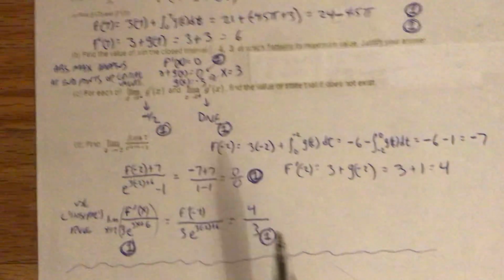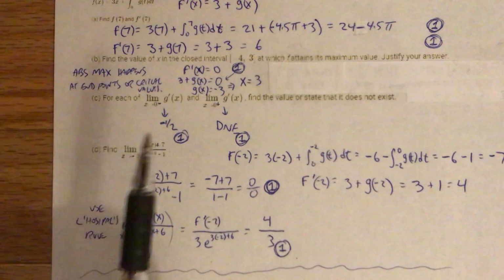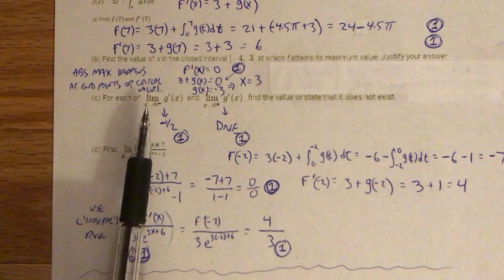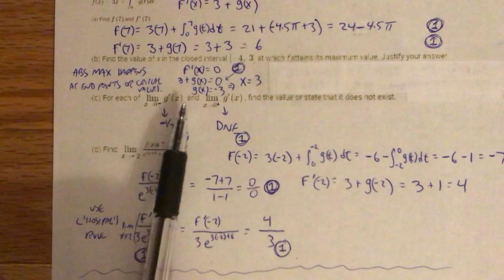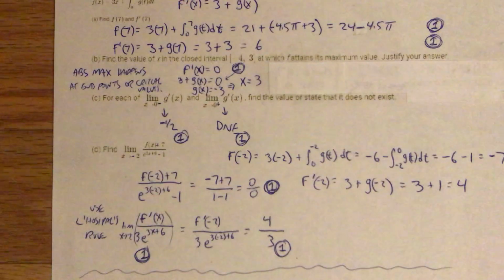All right, so let's look at C. C is a bit easier if you just understand what it's asking. It wants the limit as you approach 0 from the left of g prime of x, and the limit as you approach 0 from the right of g prime of x. So we have to think of what g prime of x is, because they didn't really tell us that. We have f and we have f prime. We haven't talked about g prime.